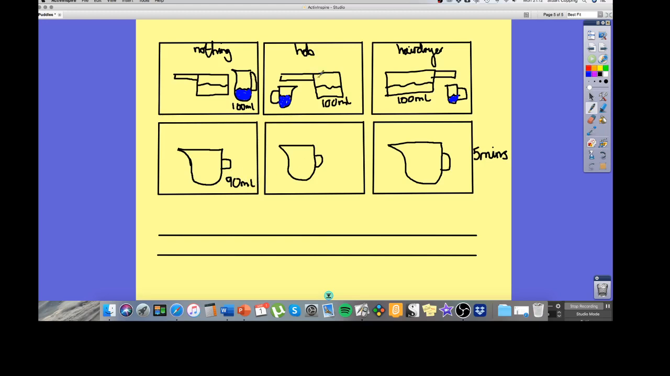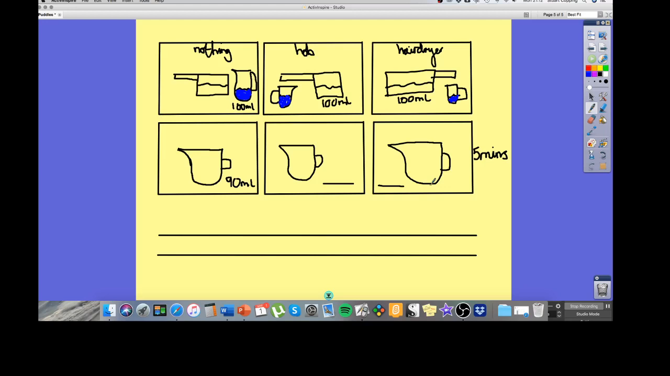You're then going to do the same with the hob. So you've turned it off, you're going to pour the water back from the saucepan into the jug. How much is it going to be? Write it down on the line. And then the same with the hairdryer. How much water is left? Hopefully, there will be some changes.